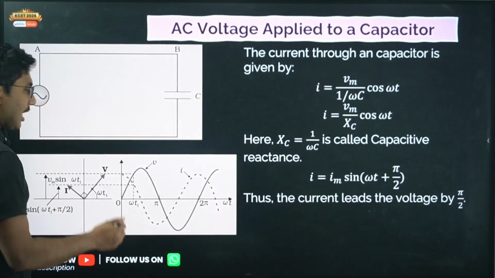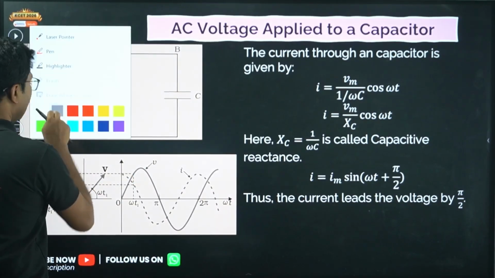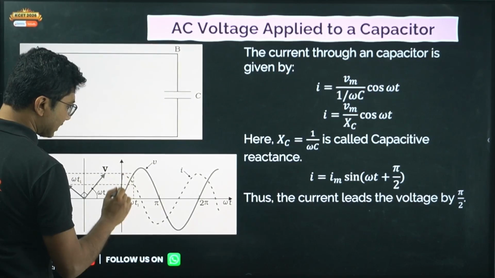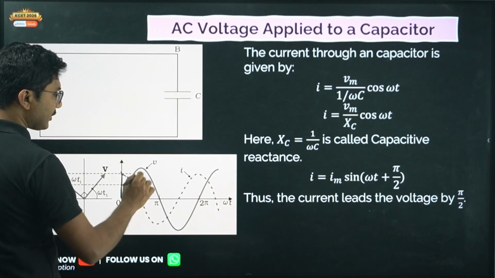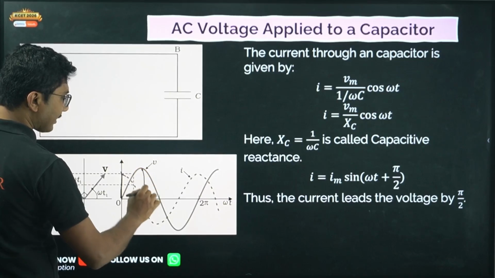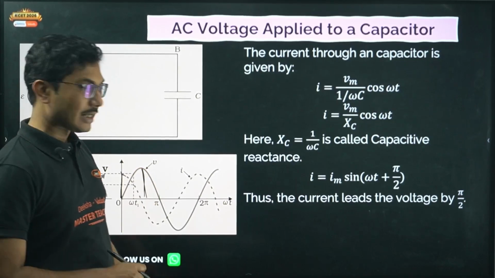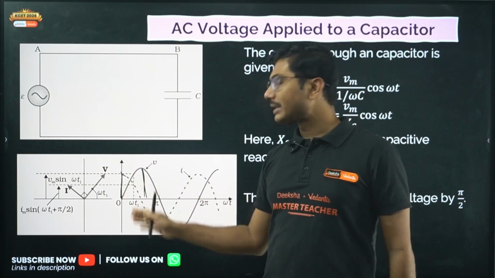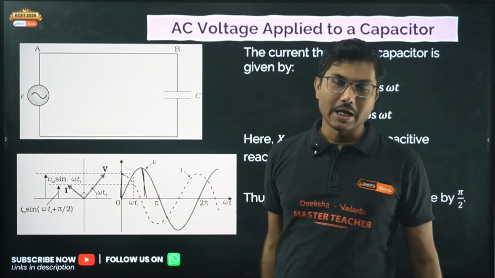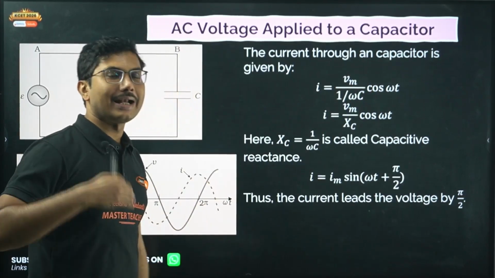So if you plot the graph now, you will see that the current is having a maximum first, then voltage is having a maximum at a later time. So whoever is leading, that quantity will have a maximum before the other quantity. That is how you can analyze and understand the graph.